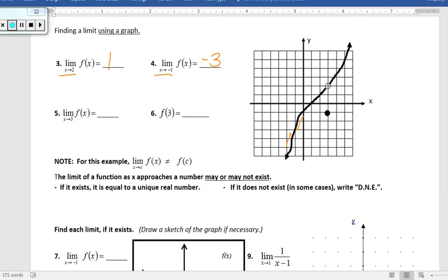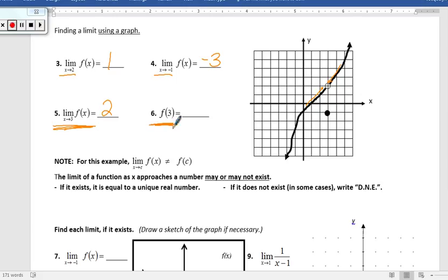Now the next problem is a little bit more interesting. It asks, what is the limit as x is approaching 3, which is right over here. And we can see the graph is clearly discontinuous. However, as I approach 3 from the left and from the right, a limit does exist because they're both coming to the same number, and the answer would be 2. So the limit here is 2.